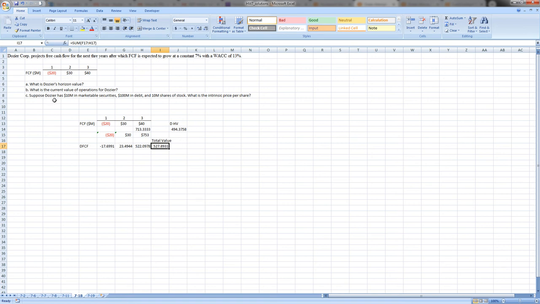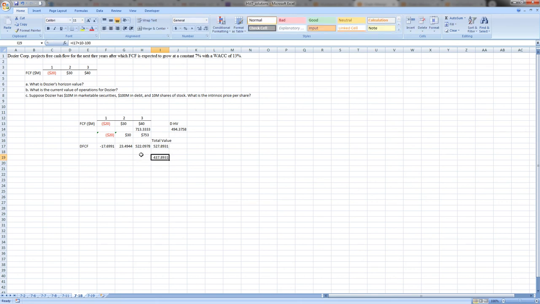Part C, suppose that Dozier has 10 million in marketable securities, so this amount plus 10 million, because remember these values right here are in millions, and we can see it from right here and right here, free cash flow in millions, and debt of 10 million, and 10 million shares of stock. What is the intrinsic price per share?